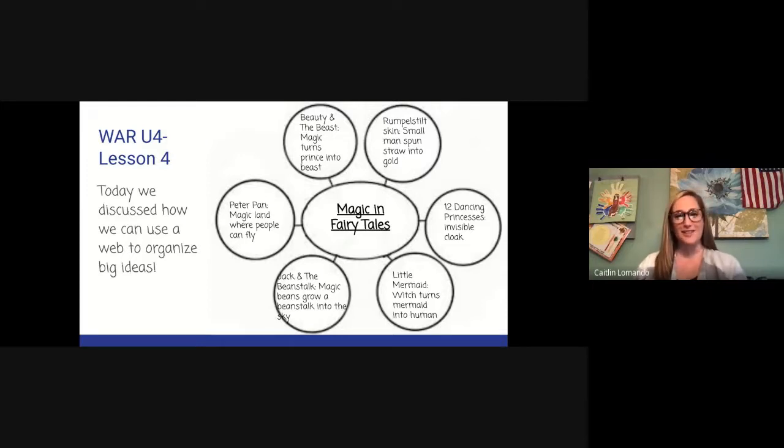So today, we talked a little bit about magic and fairy tales, but we also showed how to use a web to organize big ideas about genres of books. If you're reading a book today, think about what the genre might be and how other books in that genre might be similar. Perhaps you could use a web to find those similarities.